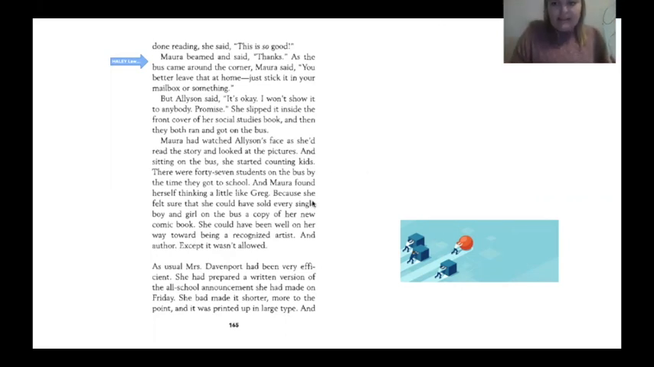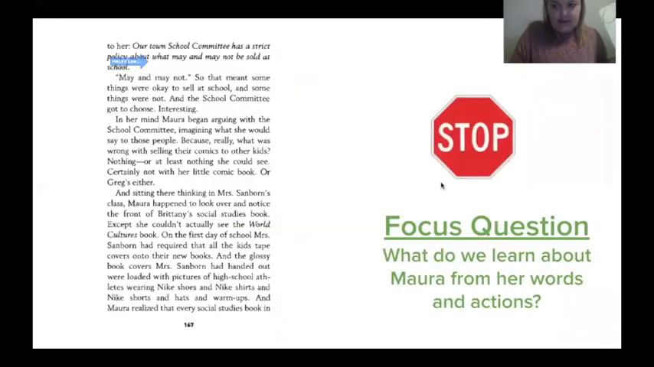And this last one that I'm going to find in this chapter is that last page that we stopped on. I think this really popped out at me. We're going to start on this page, but let's read a little bit further right here. I think my arrow is right where we need to be. So it says, our town school committee has a strict policy about what may and may not be sold at school. May and may not. So that meant some things were okay and some things were not. I'm going to skip a little bit.